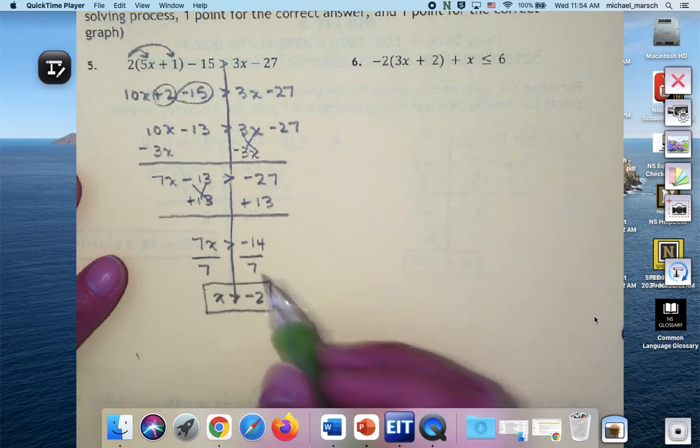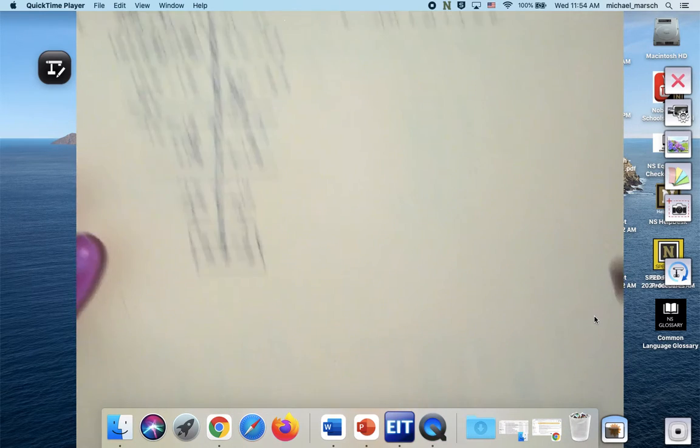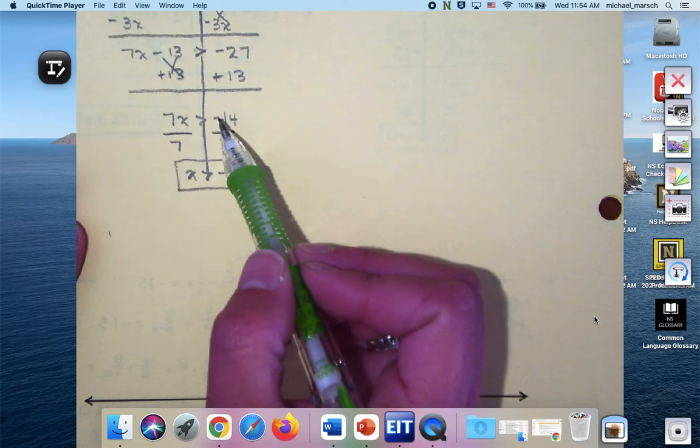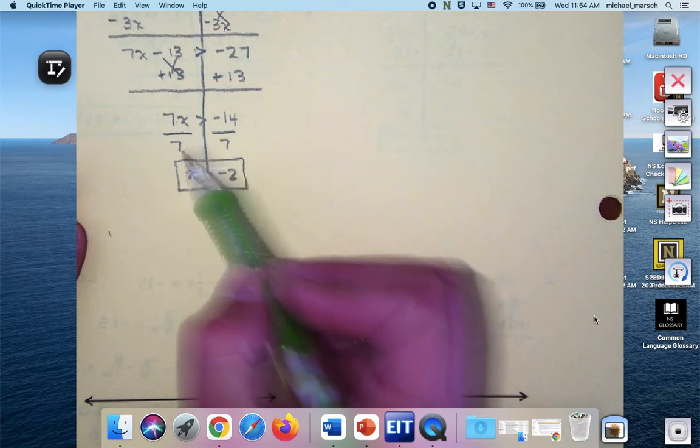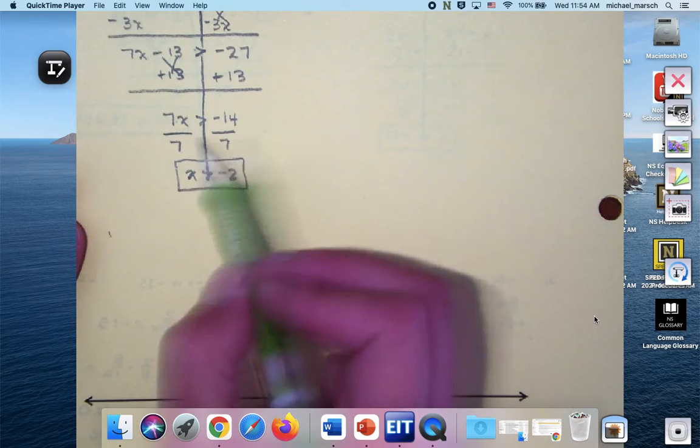I do not flip my sign because I did not divide by a negative. Oh, it's only if you have two negatives? Well, it's not about having two negatives. If the number that I divide by is negative, then I flip the sign. Oh, so the bottom number? The bottom number has to be negative.